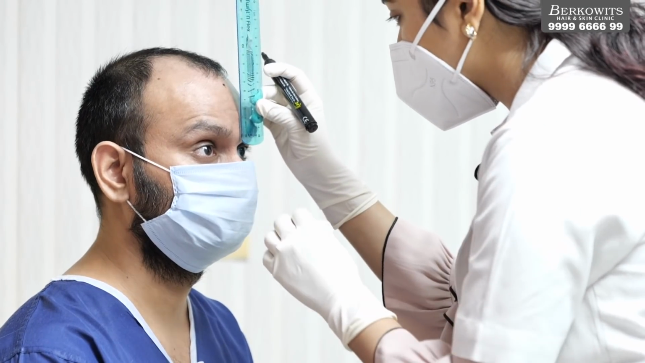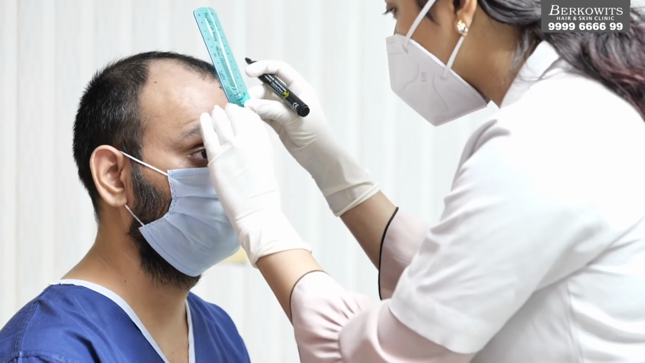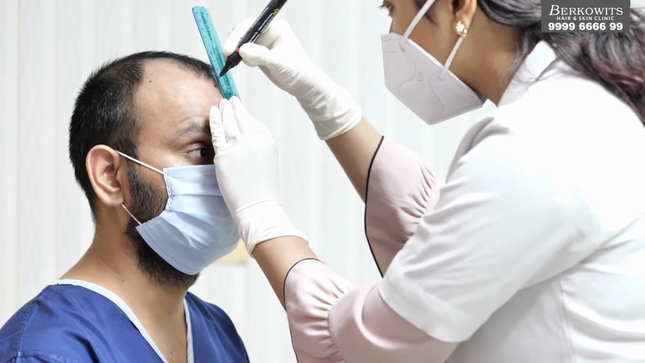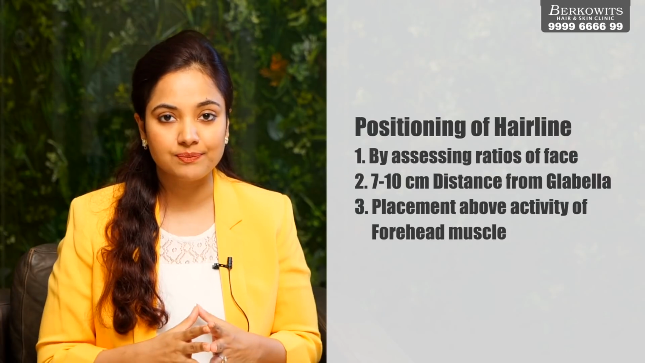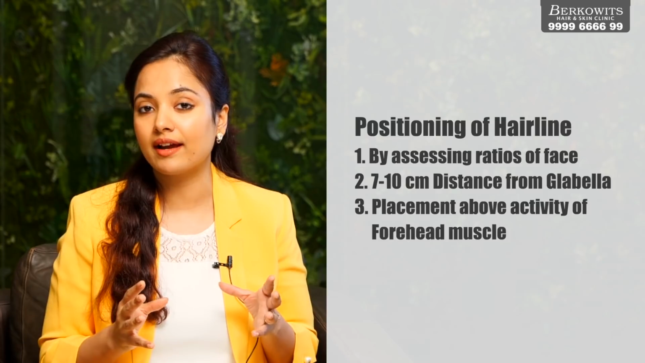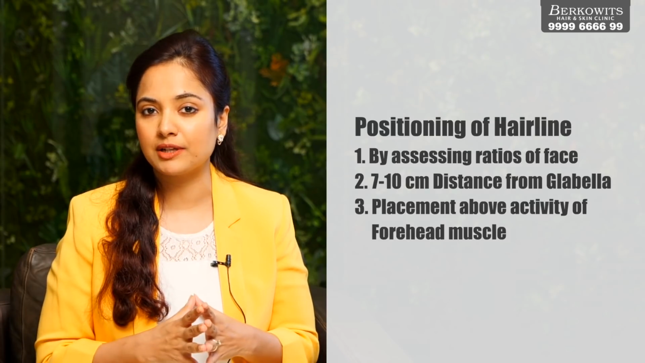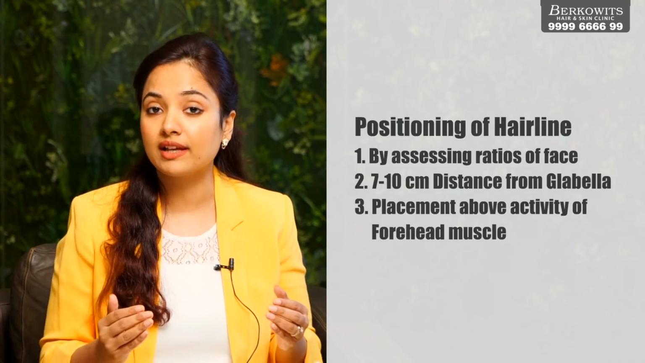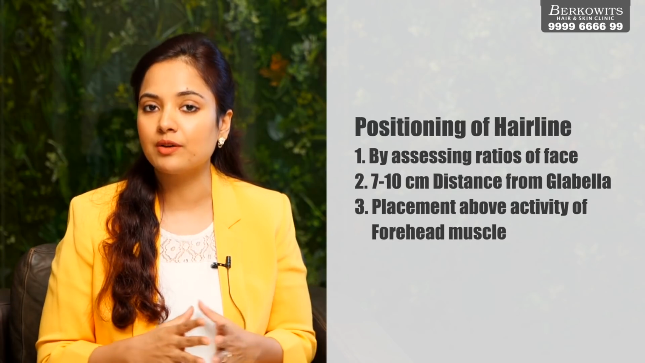Secondly, the distance of the hairline from the glabella to the midpoint is about 7 to 10 centimeter in Asians. We try to keep the distance of this hairline for about 7 to 8 centimeter. We try not to go beyond that, otherwise your forehead can look very wide.